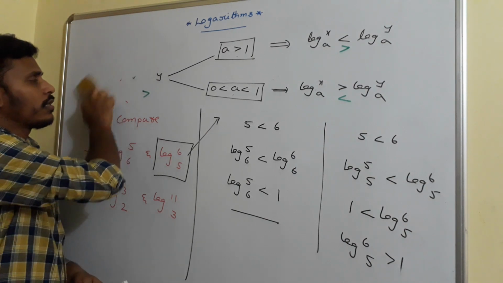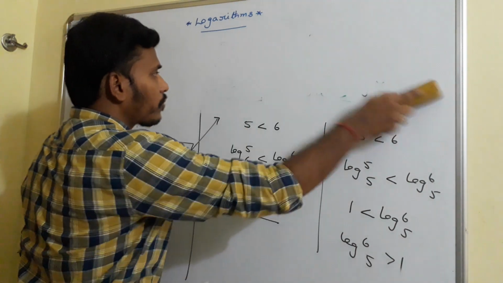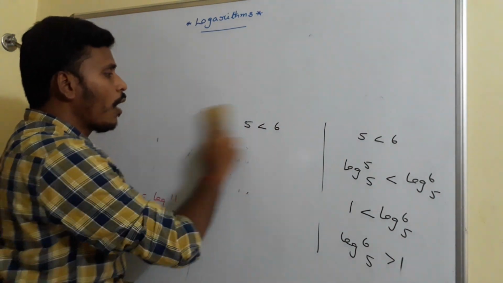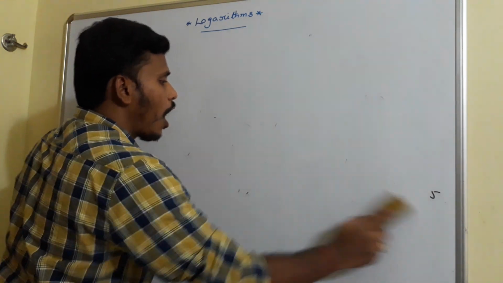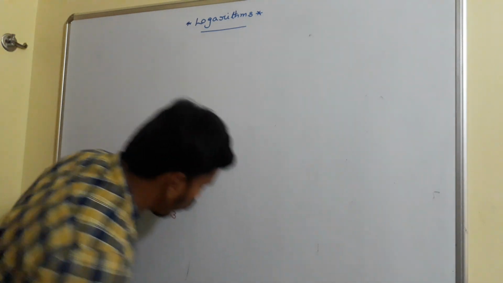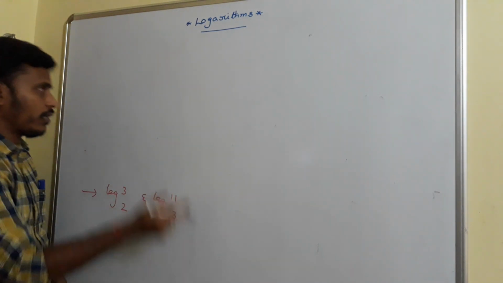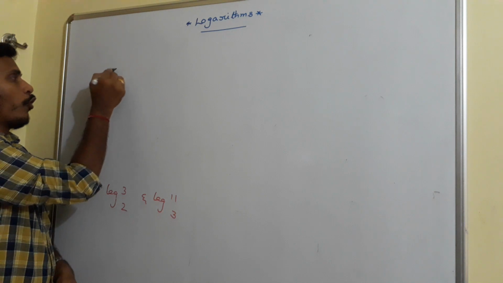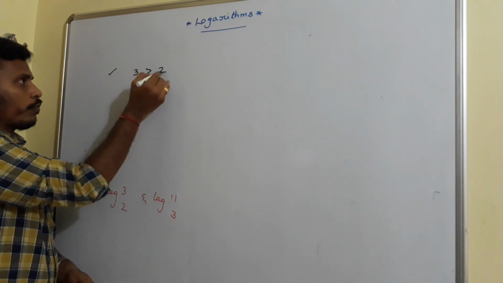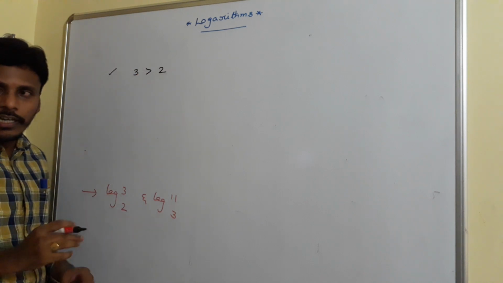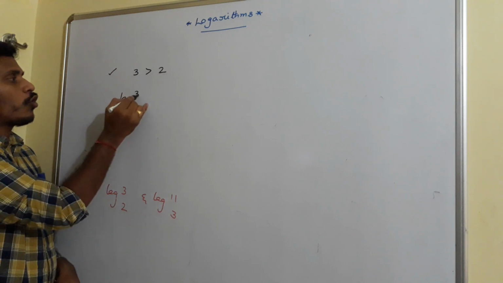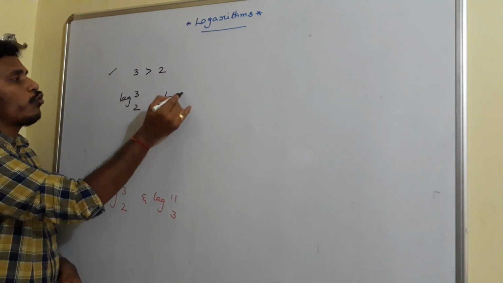I am erasing this. See, you already practiced these two cases. In the first case we are utilizing the same sign, whereas in the second case we are utilizing the opposite sign. Now our task is to compare this logarithm of 3 base 2 and that logarithm of 11 base 3. First, I am going to do the comparison with 1. Since 3 is greater than 2, a very clear task, now apply logarithm with base 2, because here it is base 2. So logarithm of 3 base 2 and logarithm of 2 base 2.